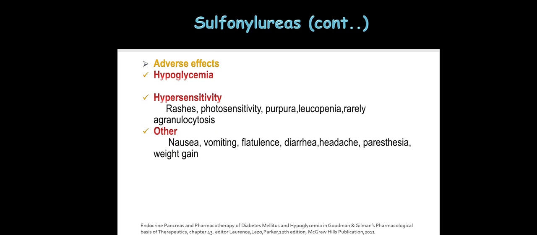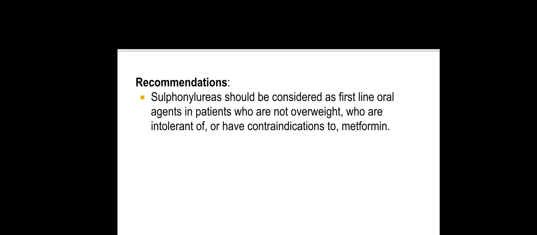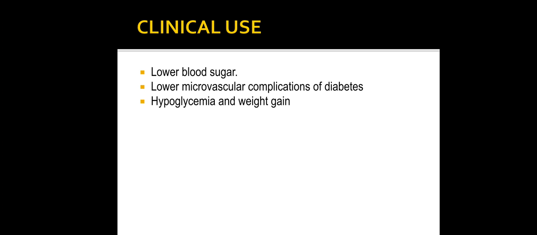So the dose prescription has to be taken care of when you prescribe sulfonylureas, as they can produce hypoglycemia. So the recommendation is to use sulfonylureas as first line oral agents in patients who are not overweight, who are intolerant of or have contraindications to metformin. Metformin is the first drug to be started in a diabetic patient, and sulfonylureas are add-on drugs. In patients who cannot tolerate metformin, sulfonylureas become the first line agents. They lower blood glucose, and there are also lower microvascular complications of diabetes in patients in whom we use sulfonylureas. But the adverse effects are hypoglycemia and weight gain.